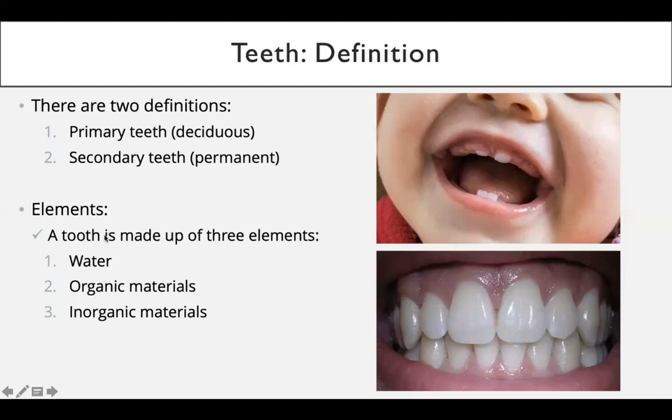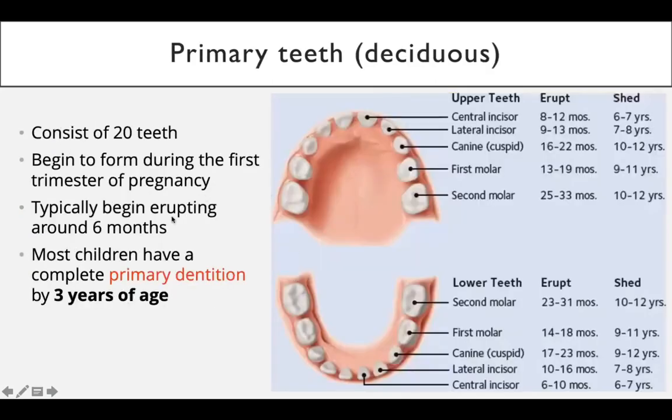So elements, what are the elements of the tooth? A tooth is made up of 3 elements. Water, everything is made of water. Organic materials and inorganic materials. Organic like carbon, biochemistry, and inorganic like chloride, calcium, phosphate. Okay, we'll see about that later.